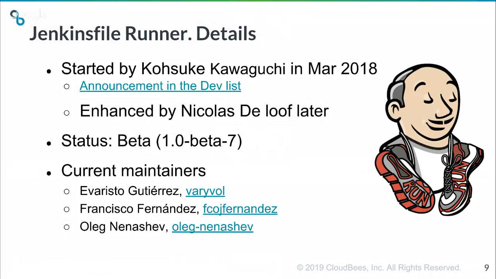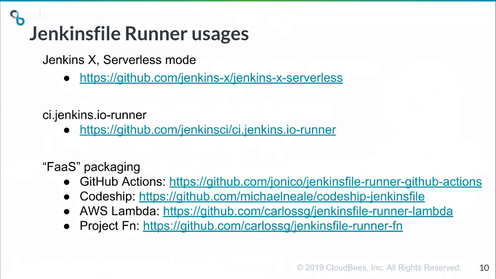And we are working towards various enhancements and towards stabilization of Jenkinsfile Runner, so it could be consumed in various flows. So yeah, it's still in beta, but it already got a lot of adoptions. The biggest adoption is, of course, Jenkins X. They use Jenkinsfile Runner in the serverless mode. We had an overview of this mode also a few meetings ago.